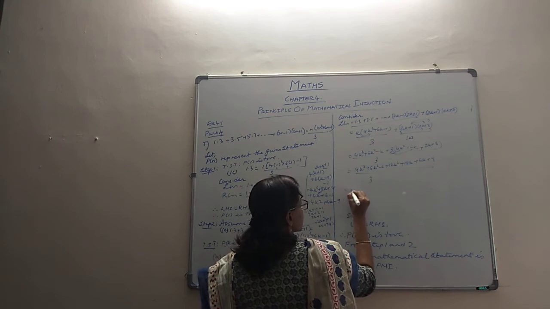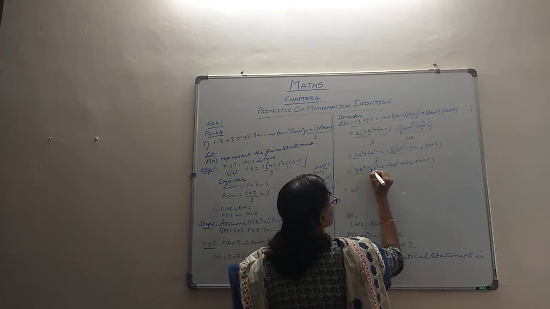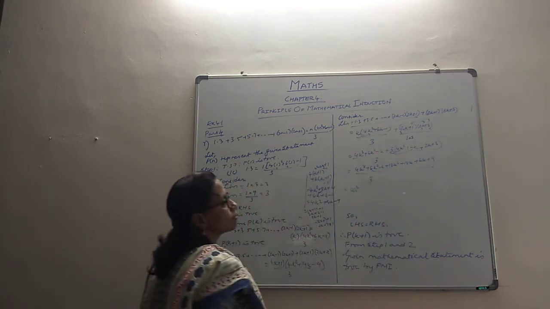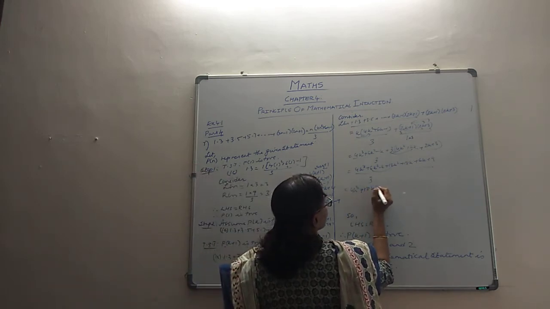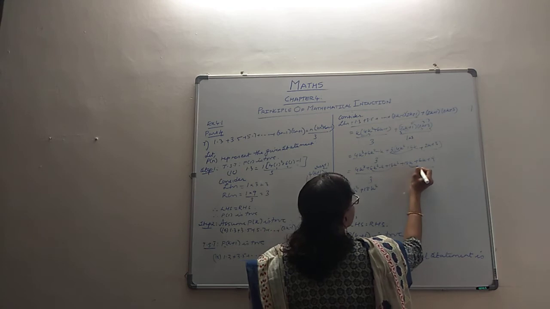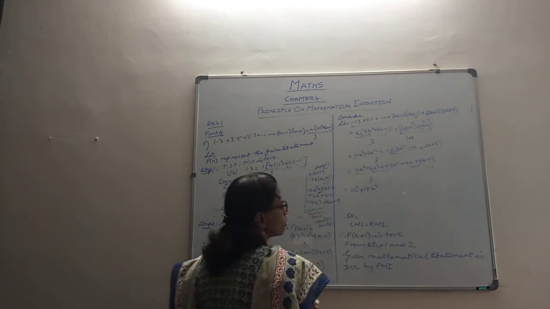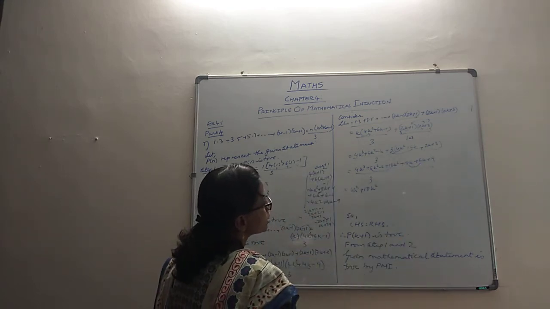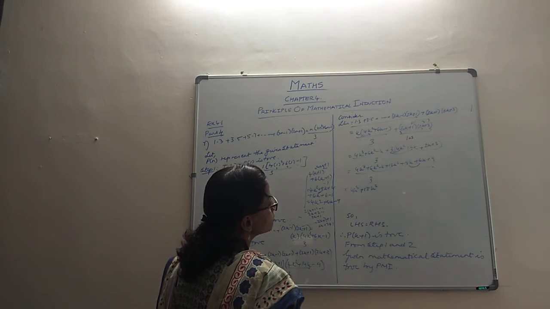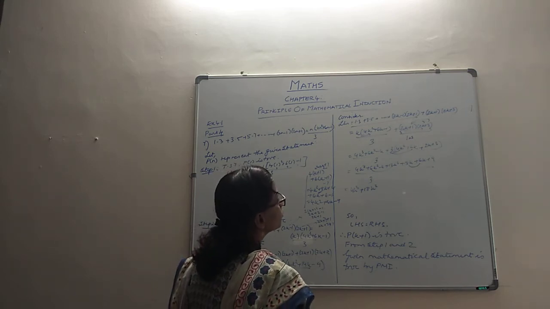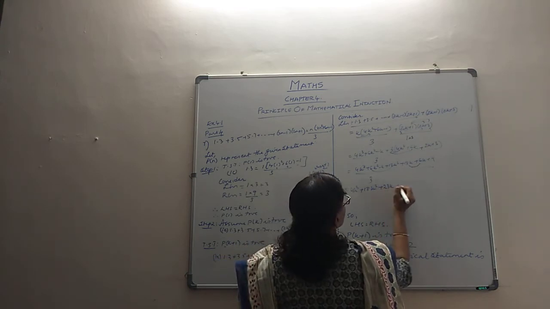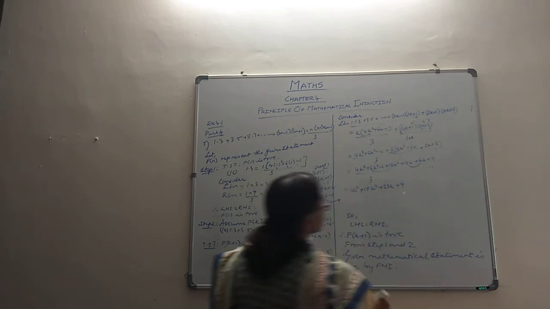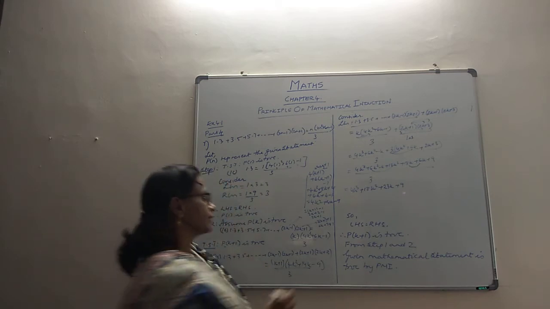Let's club these terms together. 4k cube, 6k squared and 12k squared will become 18k squared. And then 18 plus 6, it's 24k, minus k, 23k, plus 9, by 3.